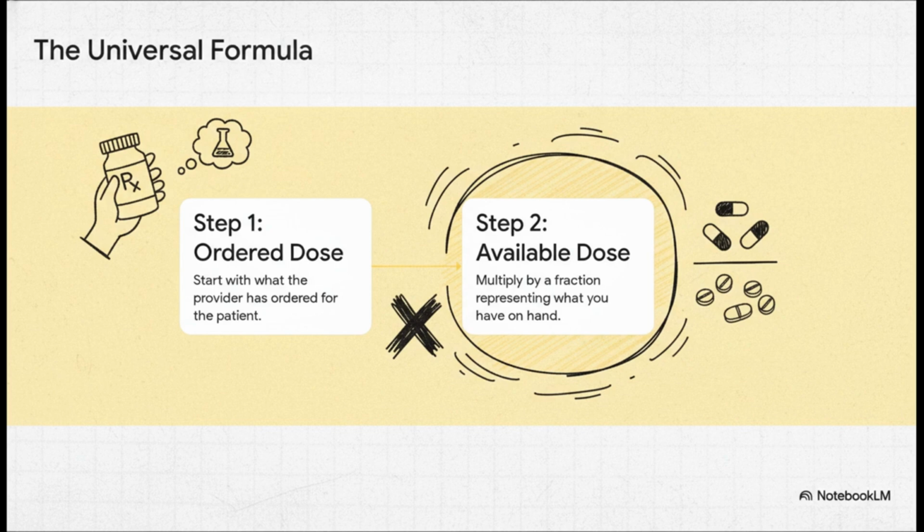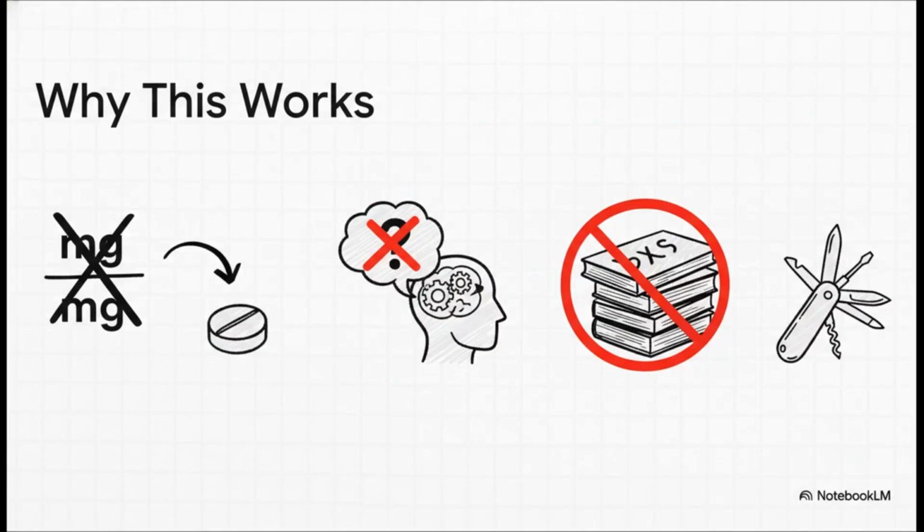First, we start with the dose the provider ordered, what the patient actually needs. Then we just multiply that by what's available, what we have on hand. That is it. What's ordered times what's available. So why does this work so well? Well, there are 3 awesome reasons. First, and this is the magic right here, the units, like milligrams, they just cancel each other out, leaving you with your answer in tablets.